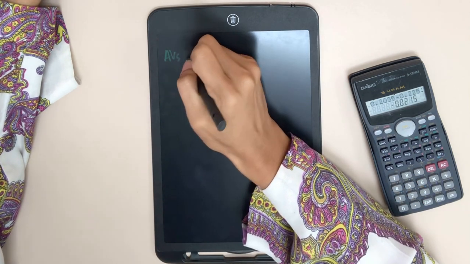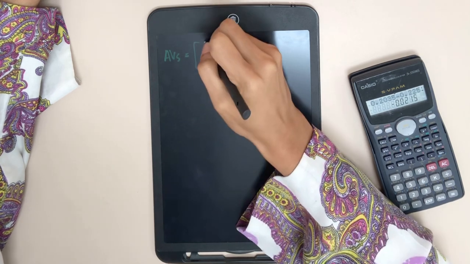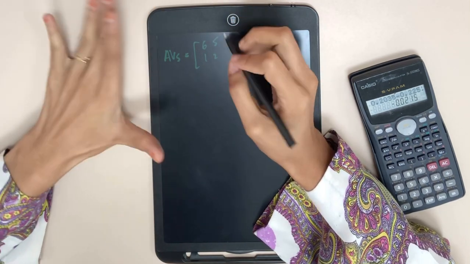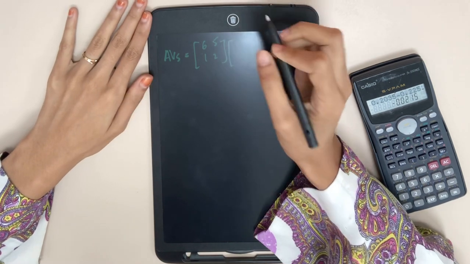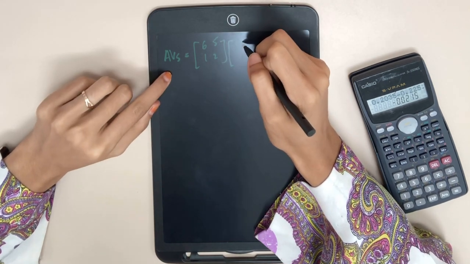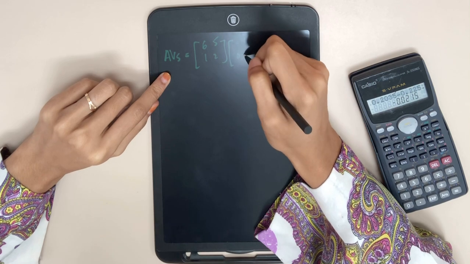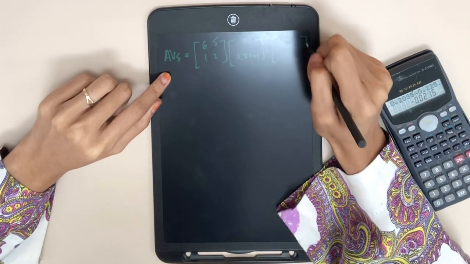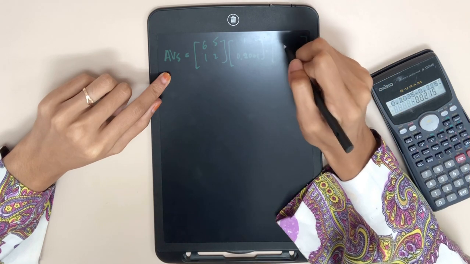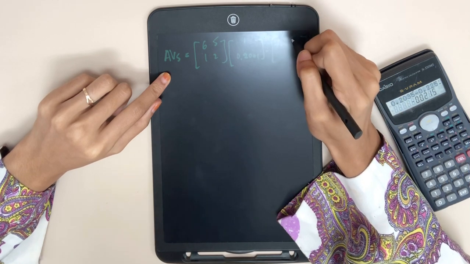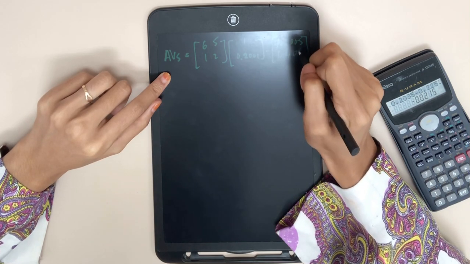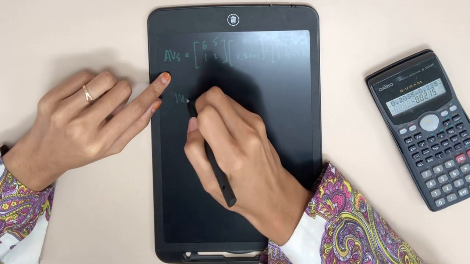AV5. Okay, I skip, so you can refer to the slide. So this is AV5. So 0.2001. Okay, so you multiply this, you will have 7.0005 and also 1.4002.